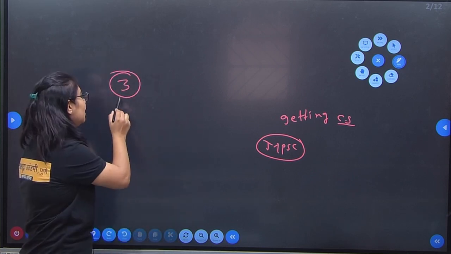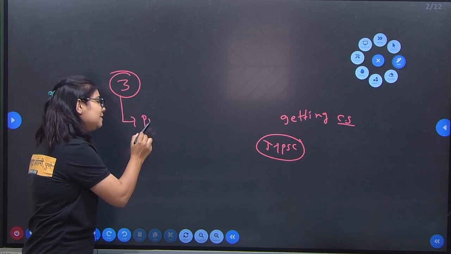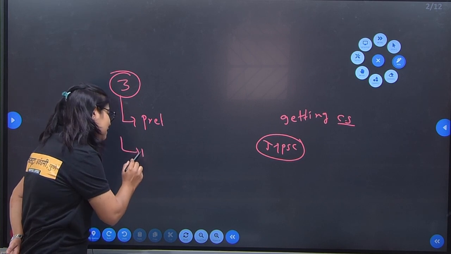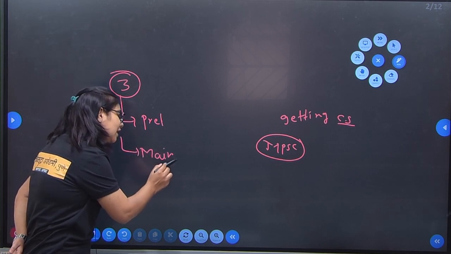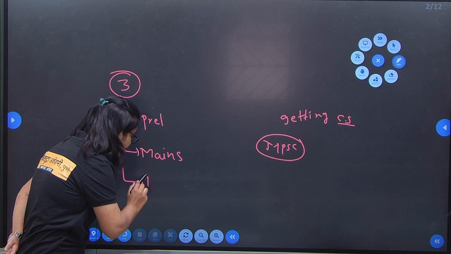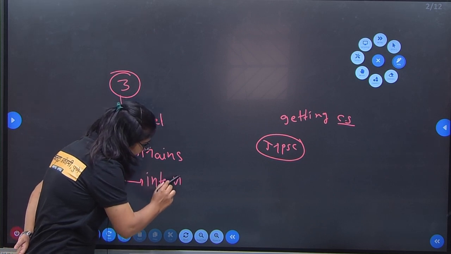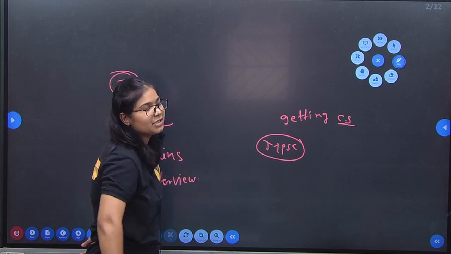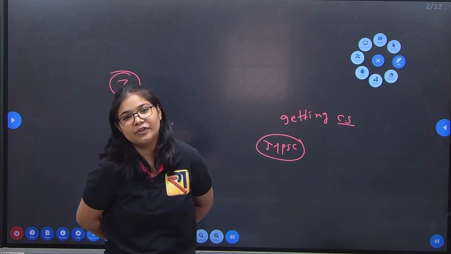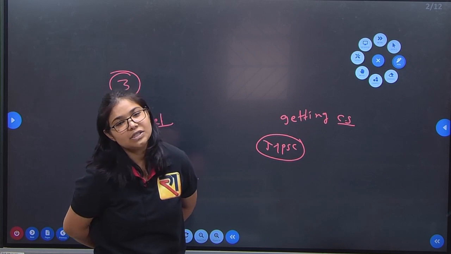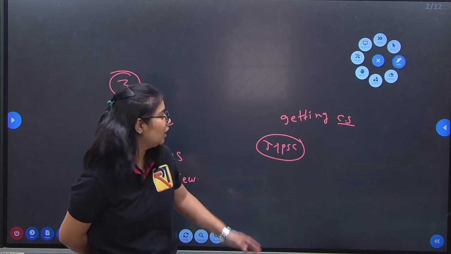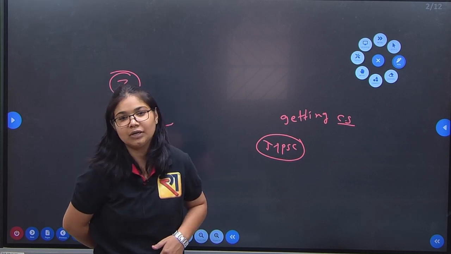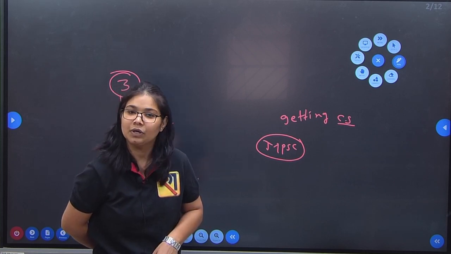First one is the Rajya Seva prelims. Second one is the Rajya Seva mains, and the last phase of the examination is the interview, right? The prelims exam is the qualification exam. Once you have qualified the prelims, then you will write the mains. The marks of the mains examination will be calculated while deciding your rank, right?